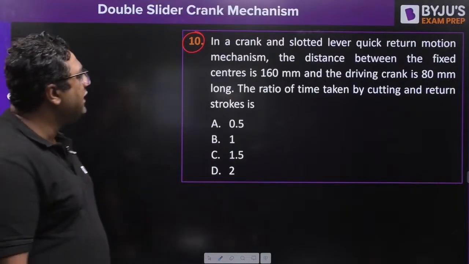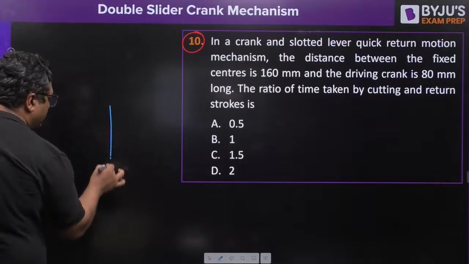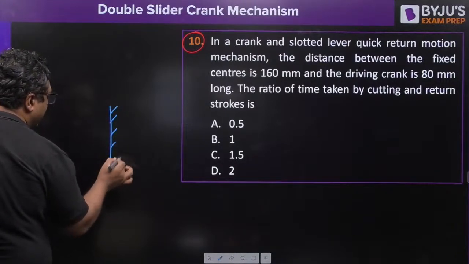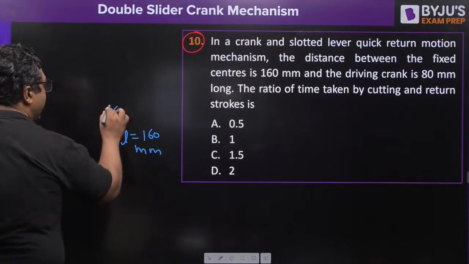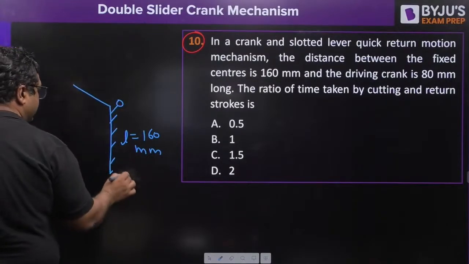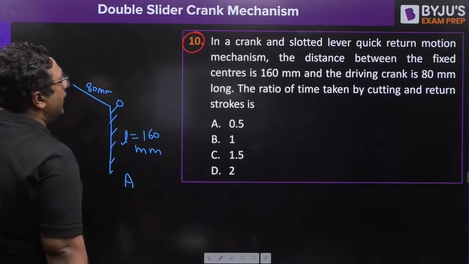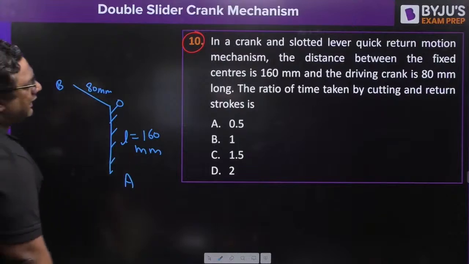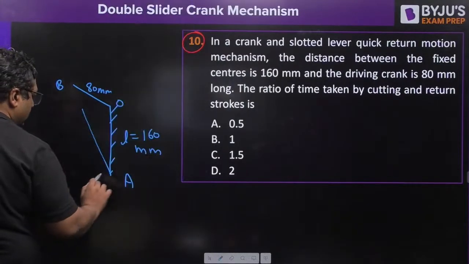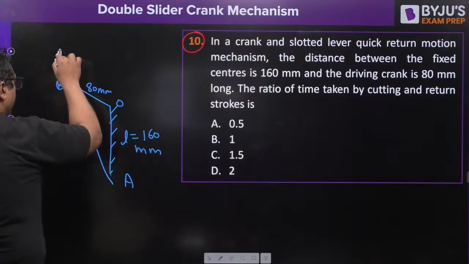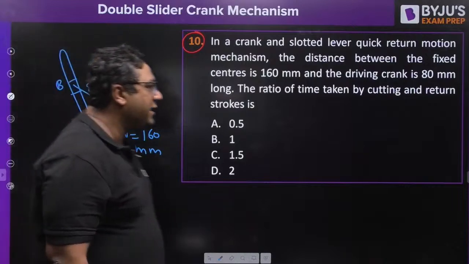In a crank and slotted lever quick return motion mechanism, the distance between the fixed centers, I would like to say, is nothing but L. It is 160 mm. Crank is 80 mm. And the ratio of time taken by cutting to return stroke. Okay, R and L are given to you.